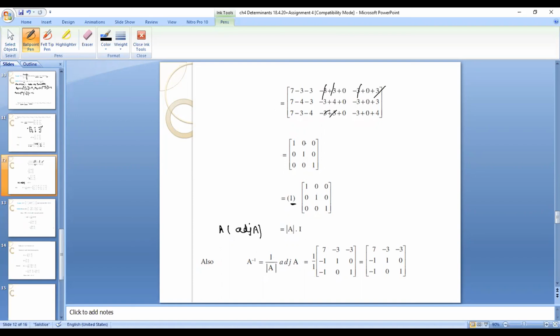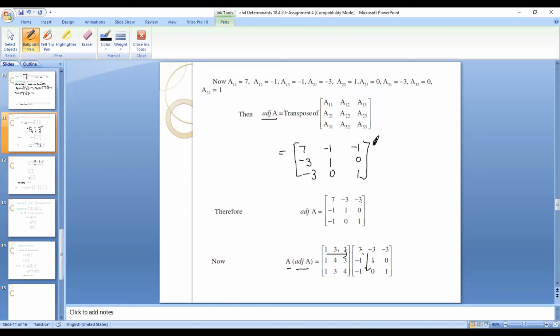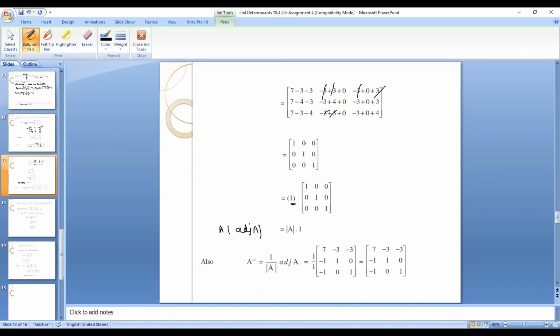Adjoint A is this value: 7 minus 3 minus 3, minus 1 1 0, minus 1 0 1. So you will be writing 7 minus 3 minus 3, minus 1 1 0, minus 1 0 1, adjoint A upon determinant. The value of the determinant is 1, so you'll write 1 upon 1. After multiplying it with 1, you will be getting the same matrix, right? 7 minus 3 minus 3, minus 1 1 0, minus 1 0 1, which is your A inverse, right? This is how to find A inverse.